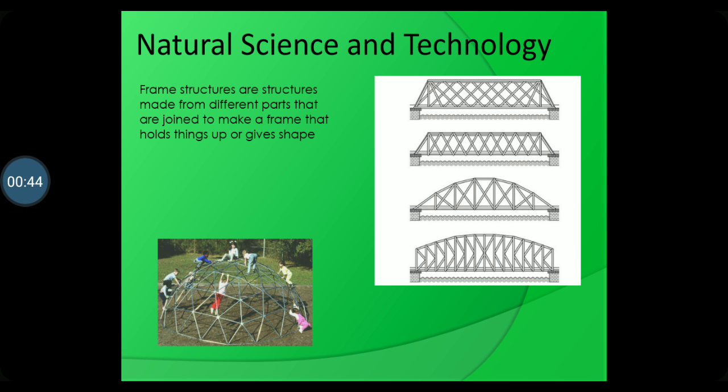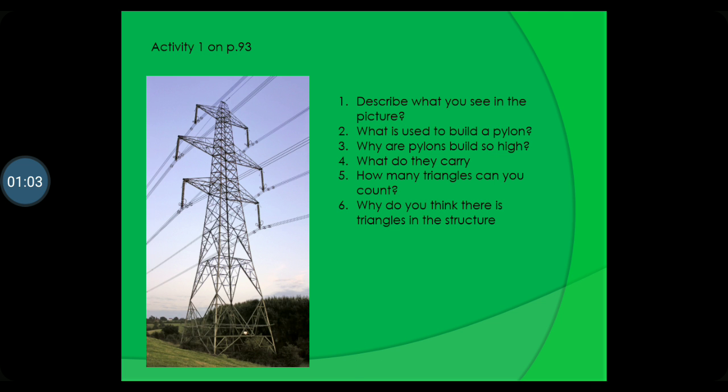The photograph of the pylon shows struts that have been joined into triangular shapes. These help to make the pylon stronger and more stable. In this topic, you will explore ways to join struts to make strong structures, and you will look at different frame structures that are strengthened with struts. Now let's go to activity 1.